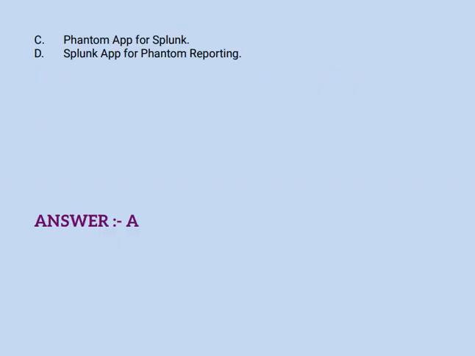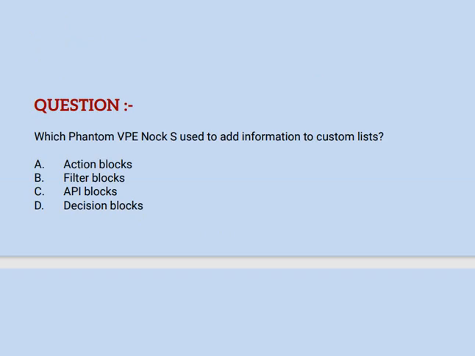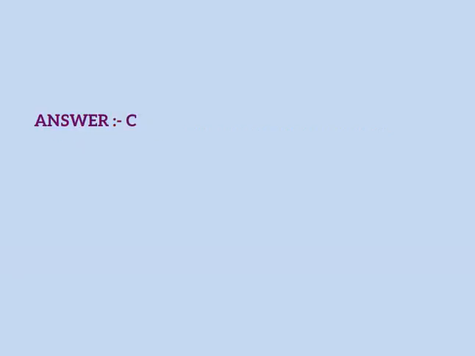Next question is, which Phantom VPE blocks are used to add information to custom lists? Option A, action blocks. Option B, filter blocks. Option C, API blocks. And option D, decision blocks. The correct answer is option C.